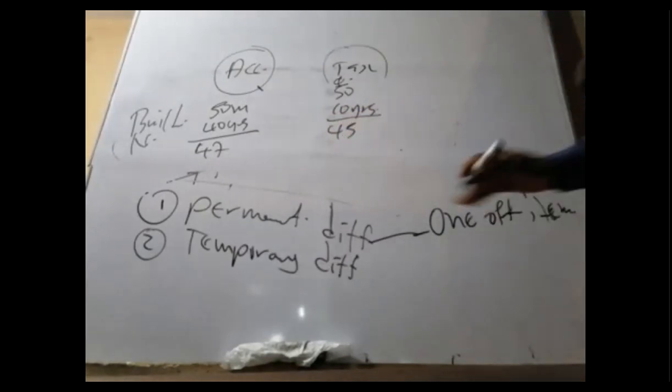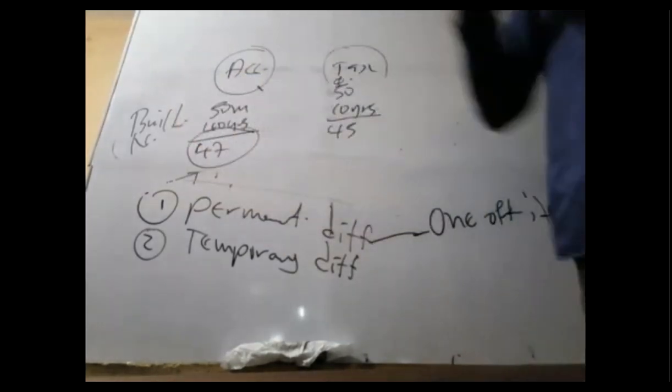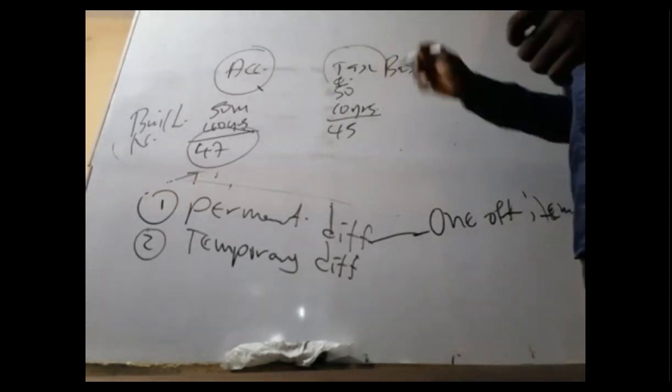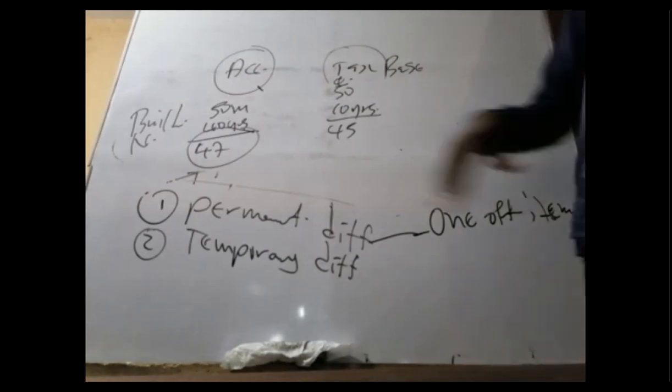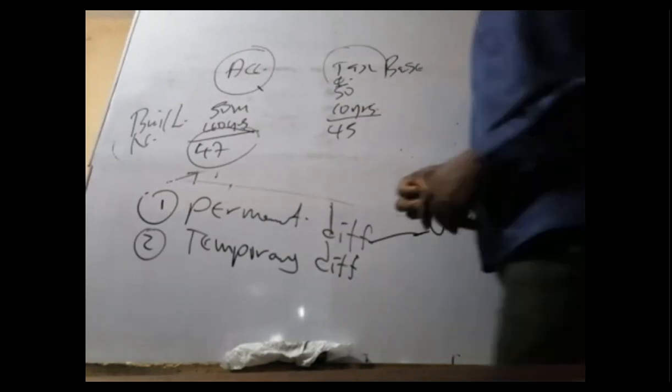So temporary difference, in short, if you want to define temporary difference, the standard defines it as the difference between the current amount of an asset or a liability and their tax base. That is all. So temporary difference is just the difference between the current amount and the tax base of an asset or a liability. We are done. Let's move on to the next question.